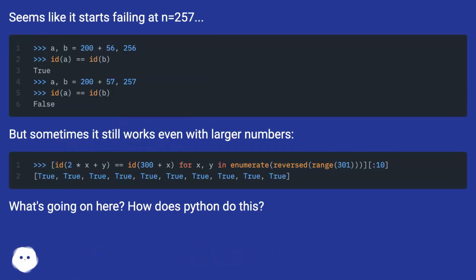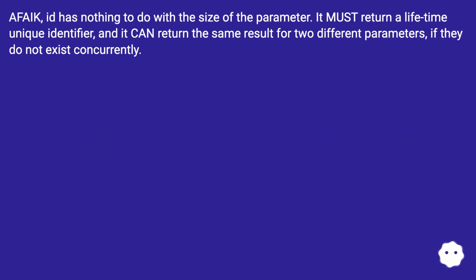Seems like it starts failing at n equals 257. But sometimes it still works even with larger numbers. What's going on here? How does Python do this? As far as I know, id has nothing to do with the size of the parameter. It must return a lifetime unique identifier, and it can return the same result for two different parameters if they do not exist concurrently.